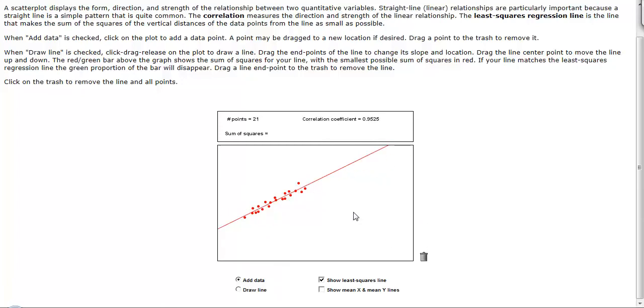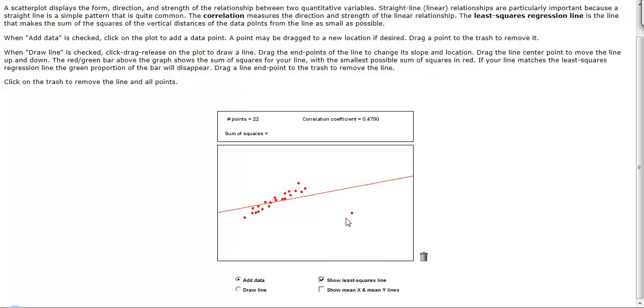Now when you put a data value down here, we have what we would consider to be an influential observation with respect to the correlation as well as with respect to the least squares line. This particular data value brought the correlation down from 0.95 to about 0.46, and it also dramatically changed the appearance of the least squares line.